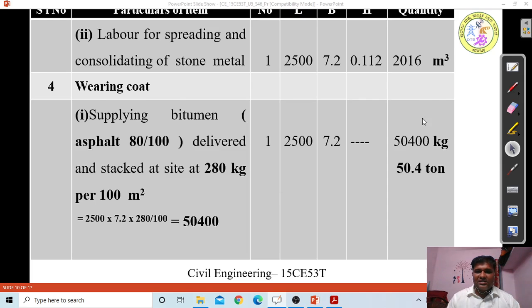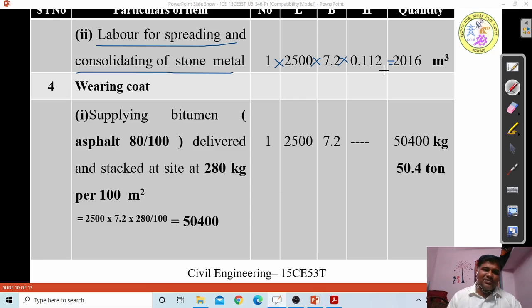Next, there is again the labor portion for spreading and consolidating the same metal, same quantity: 1 into 2.5 kilometer into 7.2 into 0.112 is equal to 2000 cubic meters of the same quantity of item has to be spread, and it has to be consolidated. There is a separate item for this.